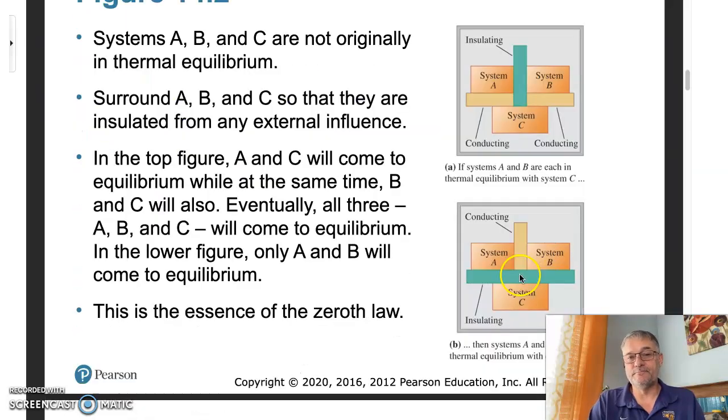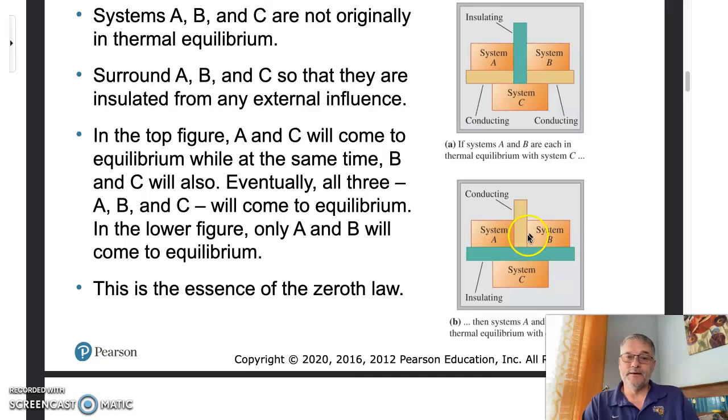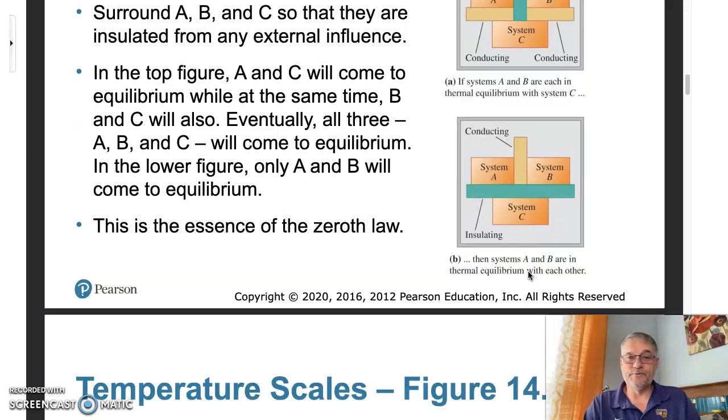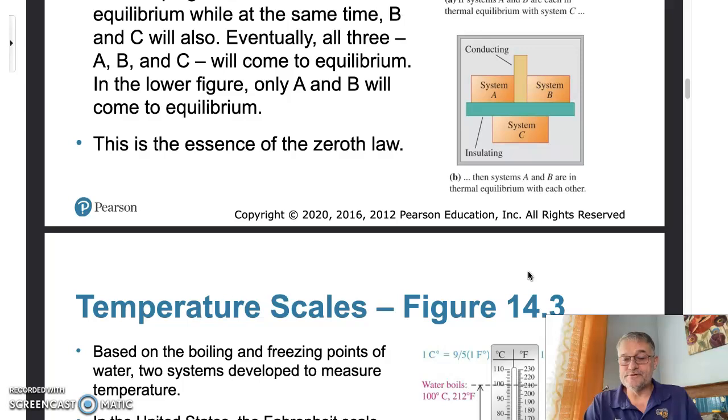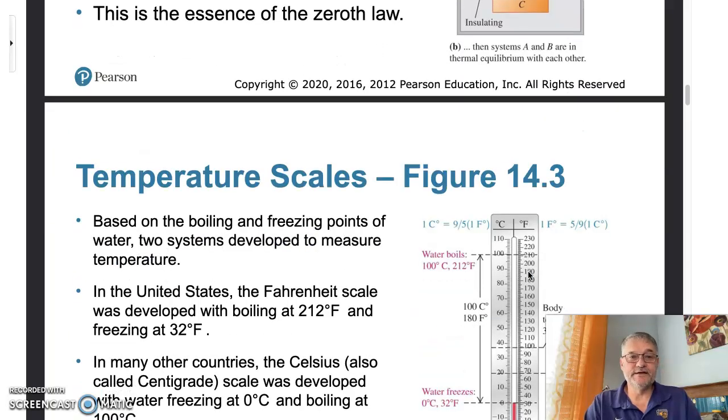However, in this case, in case B, the insulated barrier prevents C from interacting with A and B, so A and B will have the same temperature because of the ability to conduct energy between the two systems, but they're insulated from C, so they will not become the same as that one. So it's a simple law, but one that needs to be stated.